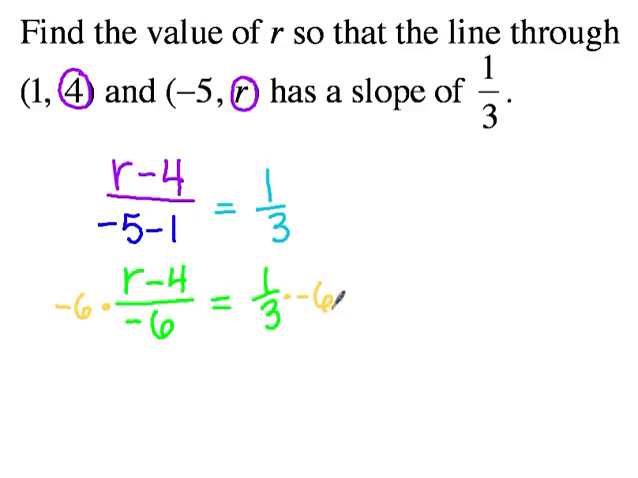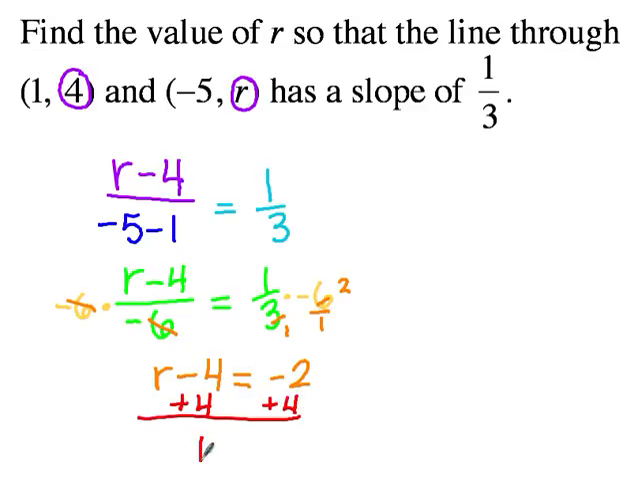What happens to your negative 6's on the left? They cancel, and what does it leave me with? R minus 4, very good, equals. Now I've got 1/3 times negative 6. So if I put that as a fraction over 1, I get close, real close. Negative 2. Just forgot that negative sign. You were right on track. Good job. So then now how do I solve for r? Add 4. Very good. And so I get r to equal 2.